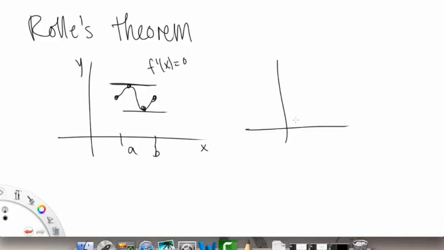Or again, if we have that same setup, A and B, when you plug those in, you get the same height or the same value for your function, then it would just be a constant graph, and therefore the derivative is 0 at all of those points, right? So anyways, that's pretty much it. That's all about Rolle's theorem and about extreme values.